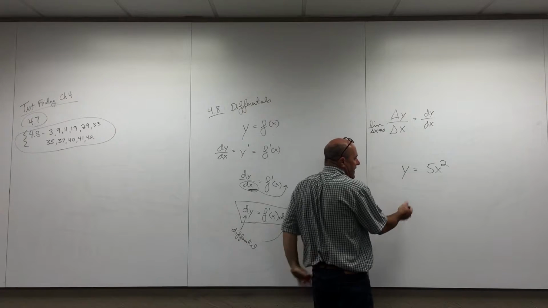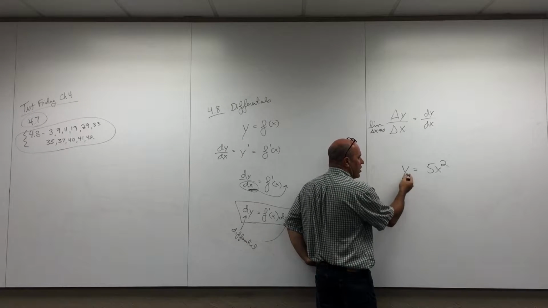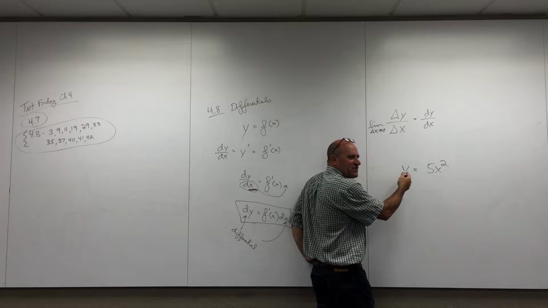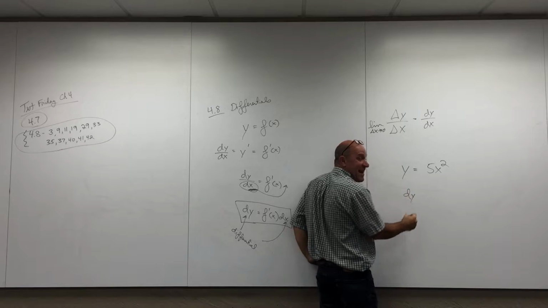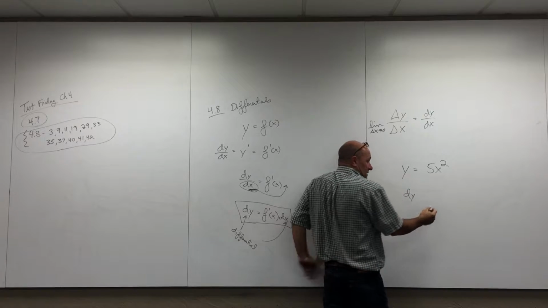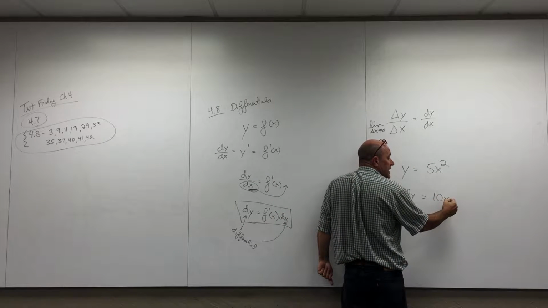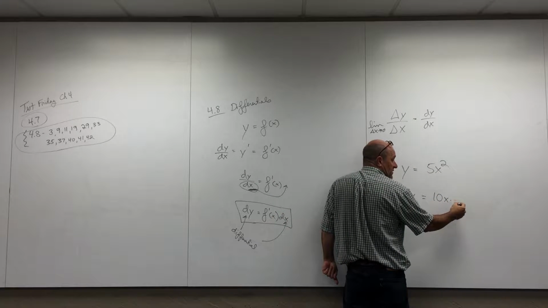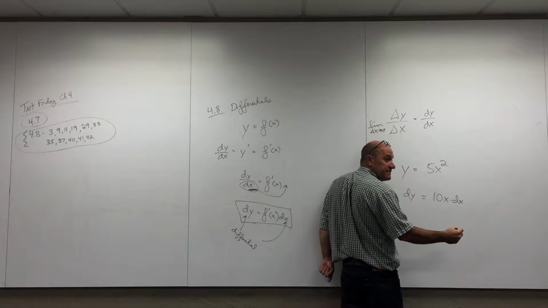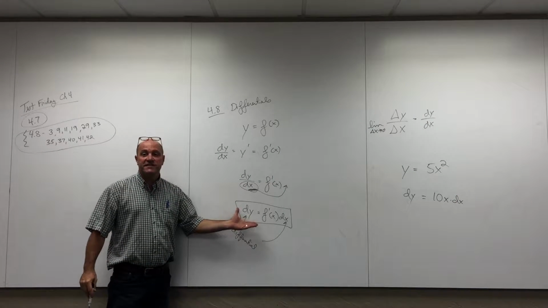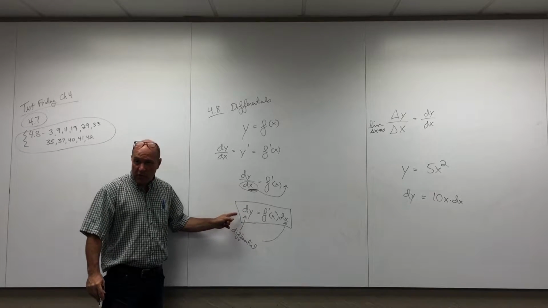And so the way you find dy is you take this derivative now, and instead of calling it dy dx or dy over dx, when you take this derivative of y, you could kind of call it dy. And then you take the derivative, which is 10x, but then at the end it spits out a little dx. I mean, that's what this says. This is I'm defining the differential dy.